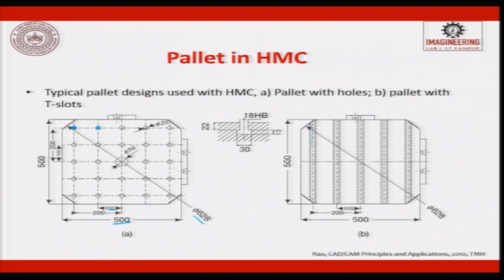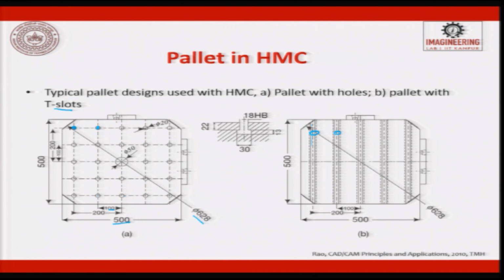If you want to have infinite points, then we go for a pallet with a T slot, put the stopper here and locate the component wherever you want and then start machining. So, this is also of the same dimension, 500, the diagonal is 826, and the pitch between the 2 slots is 100 millimeter. So, both these pallets are used depending upon the requirements. So, you will have either this or that.